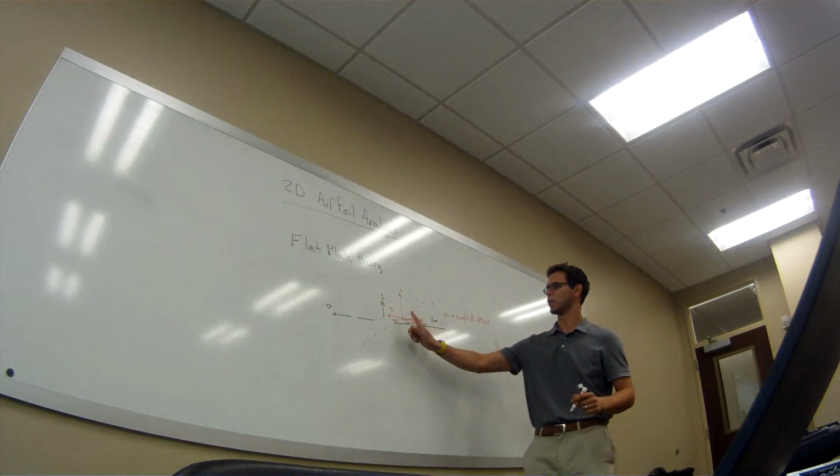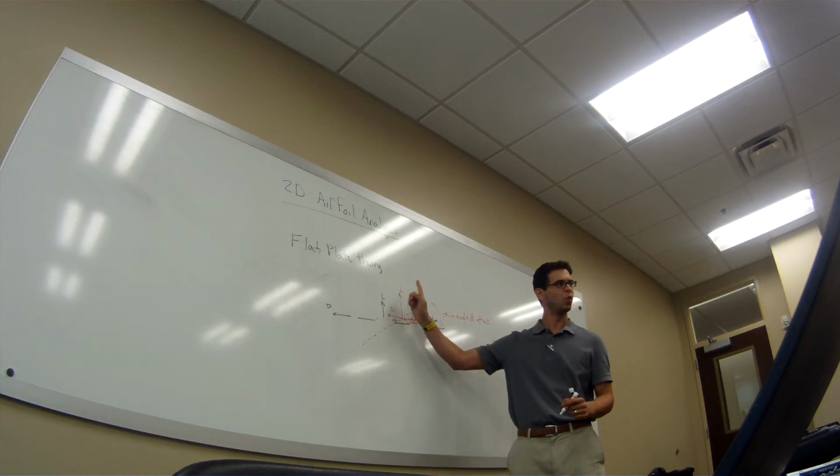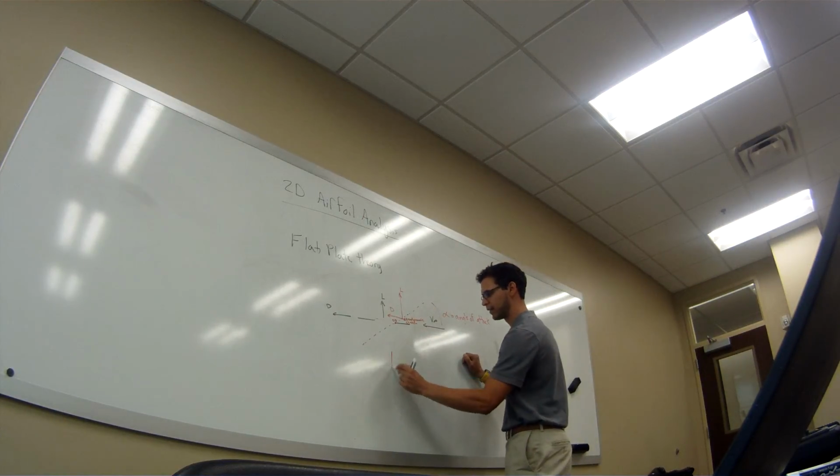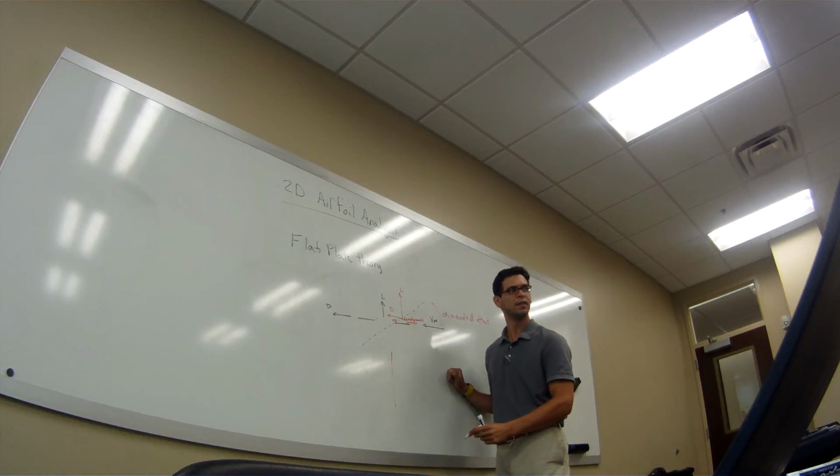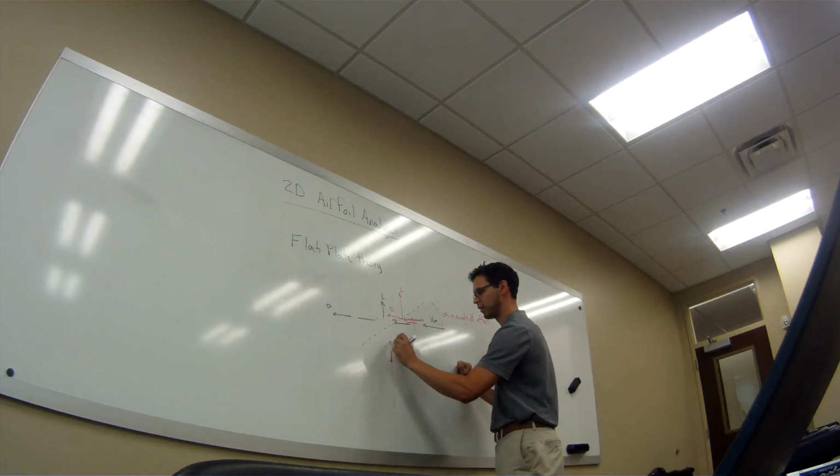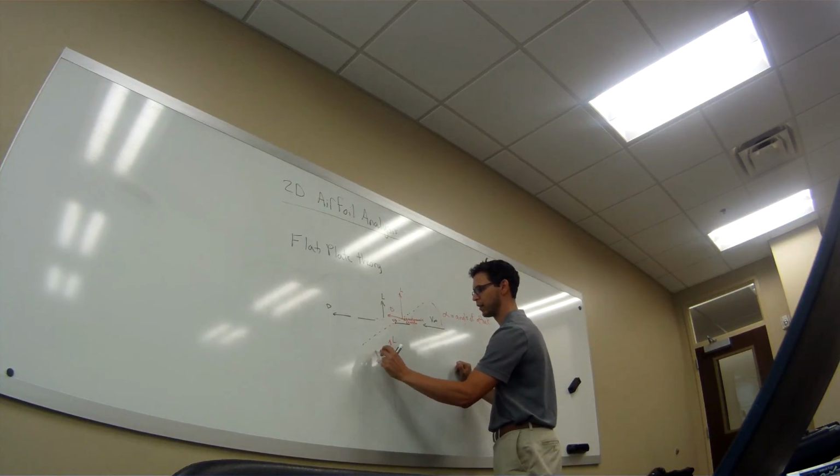Now what this means, when I write it like this, it means lift is always up, no matter what, even if the thing is rotated. And so if I have a wing that's straight up like this, and this is my aerodynamic center, I still have lift and drag this way.